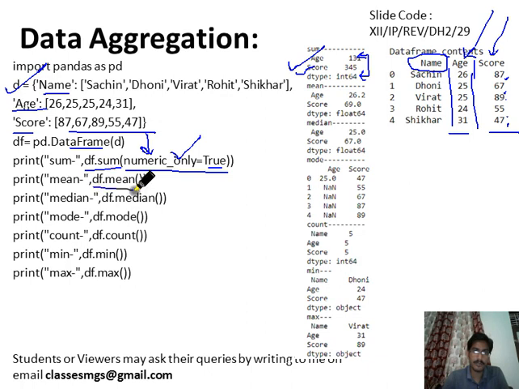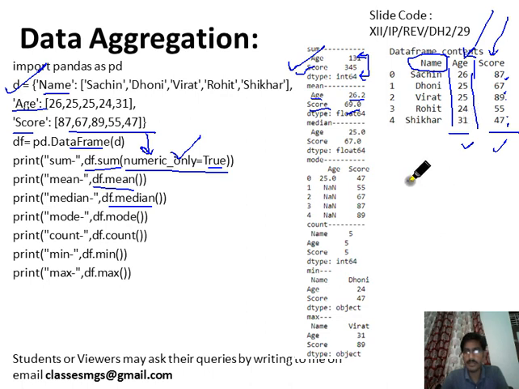Next is df.mean. It will print the mean of the age and score columns. You should know how to calculate the mean: add and divide by the number of elements. df.median will print the median. Sort and find the middle element.